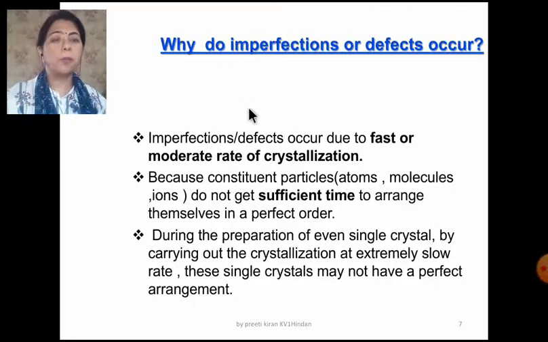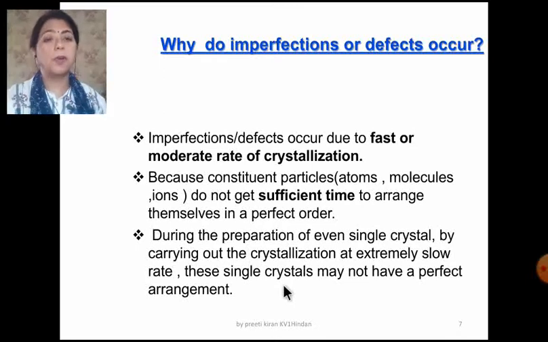Why do imperfections or defects occur? Imperfections or defects occur due to a fast or moderate rate of crystallization, because the constituent particles do not get sufficient time to arrange themselves in the perfect order. During the preparation of even a single crystal, by carrying out the crystallization at an extremely slow rate, these single crystals may not have the perfect arrangement.